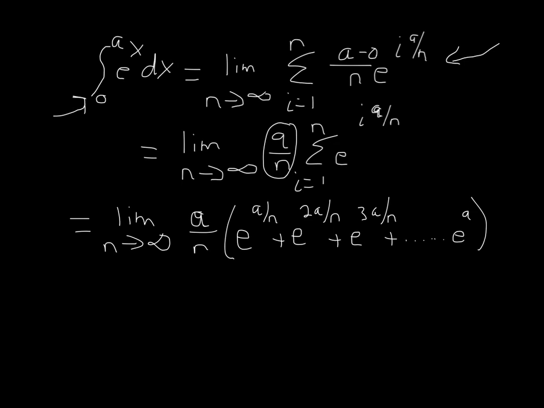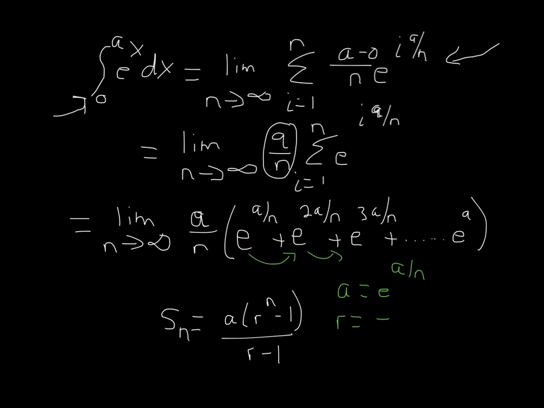So this is a geometric series. For a geometric series, when we want to find the sum, the formula that we're going to use when r is greater than 1 is a times r to the n minus 1 over r minus 1. So we need a and we need r. a is our first term, so that's e to the a over n. And it turns out that r, the common multiplier from one term to the next, is also e to the a over n. So we're going to sub those into the sum of a geometric series formula and see what happens.